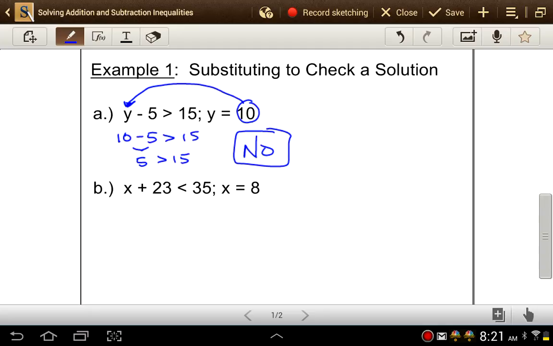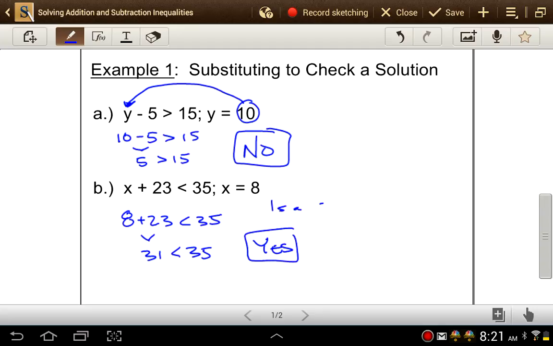Let's check B. So I'm going to plug 8 in for x. 8 plus 23 is less than 35. 8 plus 23 is 31. Is 31 less than 35? Yes. So that means 8 is a solution. Okay? A solution is a number that makes the statement true. In this case, in our inequality, if I substitute 8 in for x, that makes it true because my final result of 8 plus 23 is 31. That is a number that when added to 23 remains less than 35.